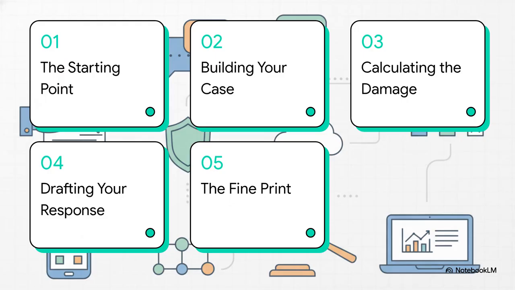Okay, so here's the plan. We're going to break this all down into 5 simple stages. We'll start at the beginning, then we'll build out our case, and after that, we'll calculate any financial loss. Then comes the fun part. We get to see the AI draft a response. And finally, and this is super important, we'll cover all the fine print.